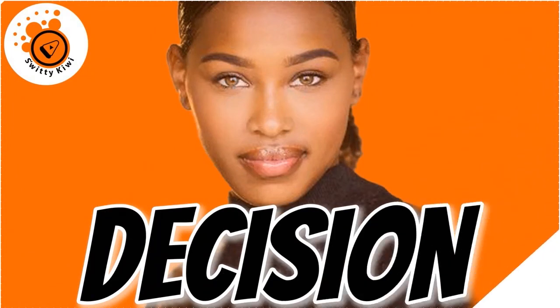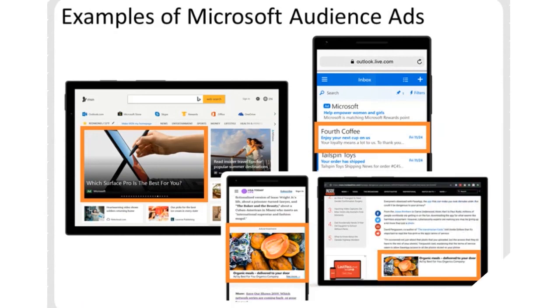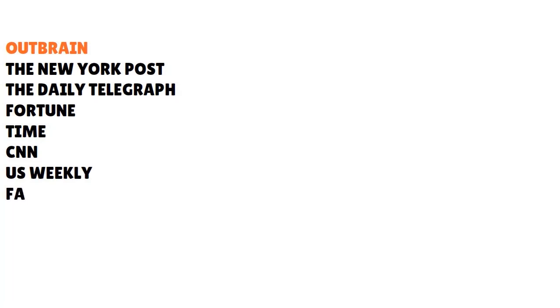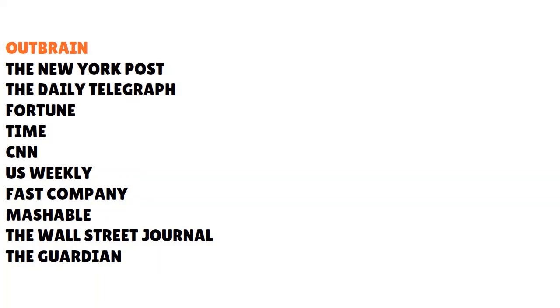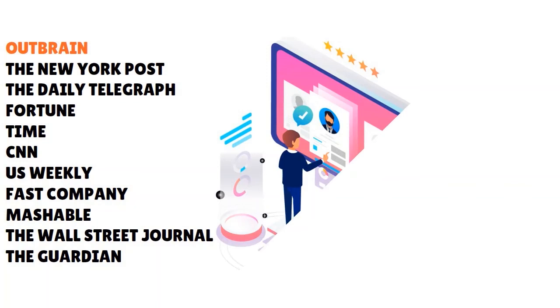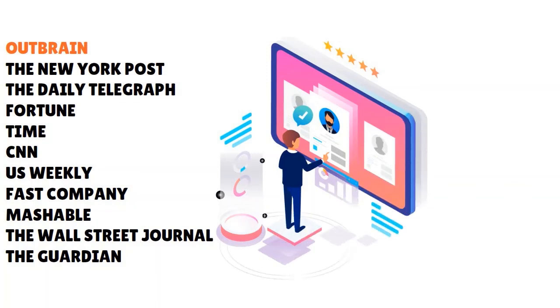Now let me talk a little bit about native ads, and let's specifically talk about those three players, OUTBRAIN. What are some of the platforms that use their services? For OUTBRAIN, you have the New York Post, the Daily Telegraph, Fortune, Time, CNN, US Weekly, Fast Company, Mashable, the Wall Street Journal, and the Guardian. It's a little harder to get started on OUTBRAIN because they require the sites have at least 500,000 monthly viewers in order to use their services.